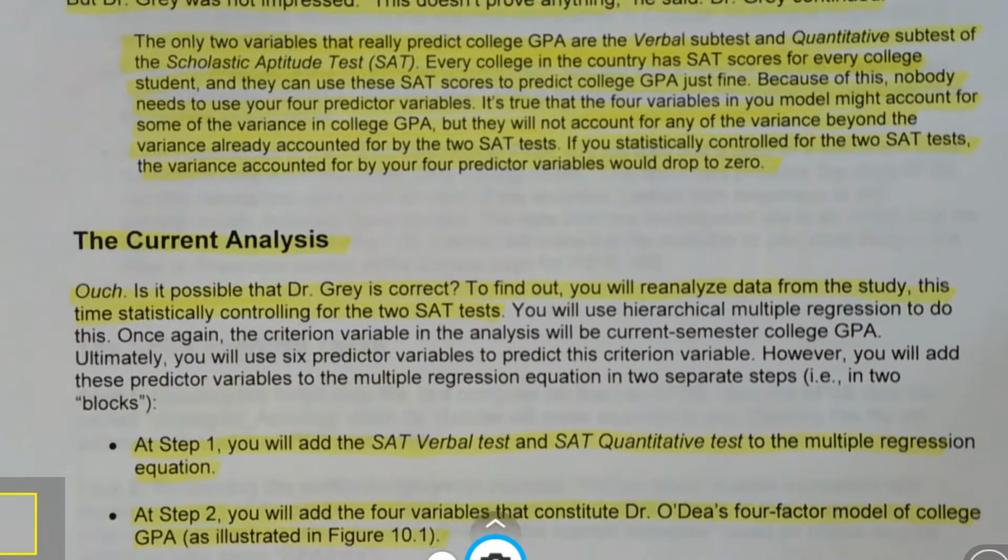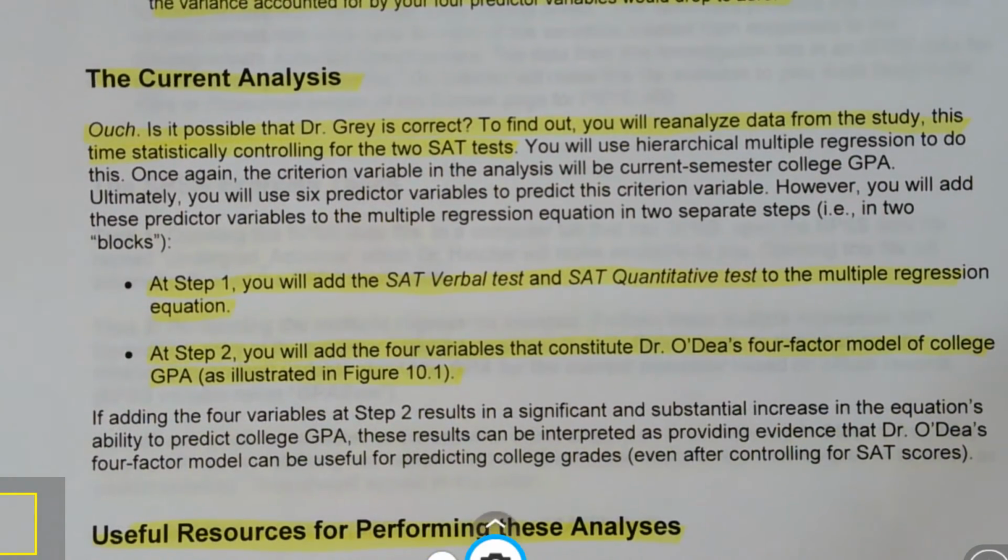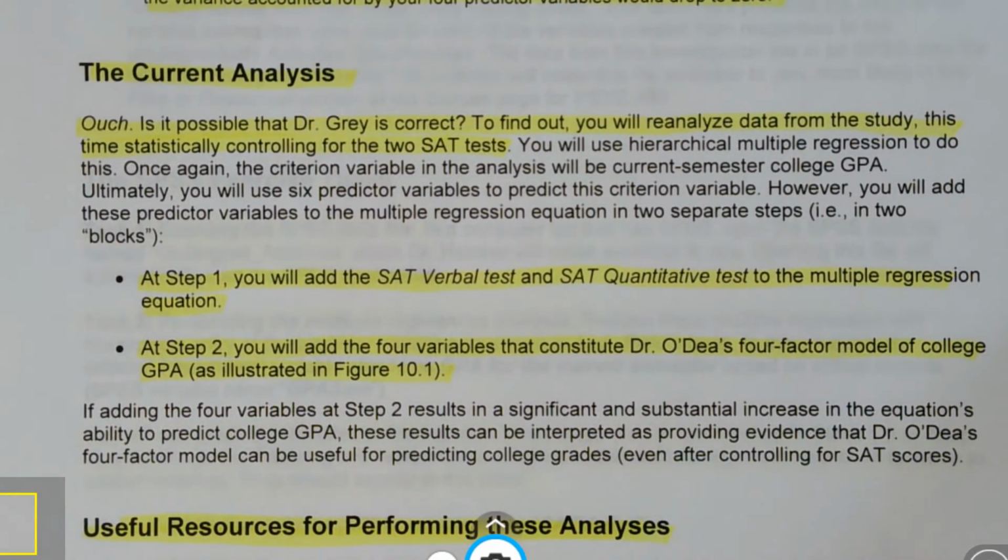So, the current analysis: what you folks are actually going to do with SPSS. Current analysis. Ouch, is it possible Dr. Gray is correct? To find out, you will reanalyze data from the study, this time statistically controlling for the 2 SAT tests. At step 1, you'll add SAT verbal test and SAT quantitative test to the multiple regression equation. At step 2, you'll add the 4 variables that constitute Dr. O'Day's 4-factor model of college GPA as illustrated in the figure.